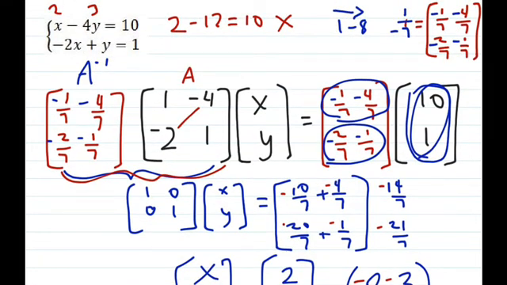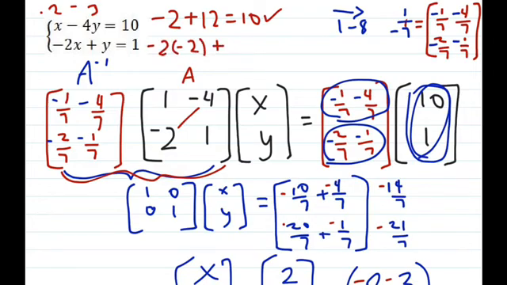So now if I try to check that answer, I'm going to have negative 2 minus 4 times negative 3, so that's plus 12, and that equals 10. That works, so let's hope the other one does. Negative 2 times negative 2 plus negative 3. That's 4 minus 3 is 1, and that works.